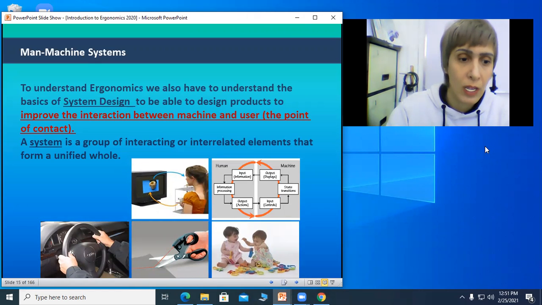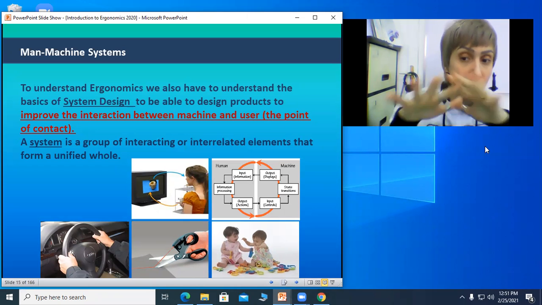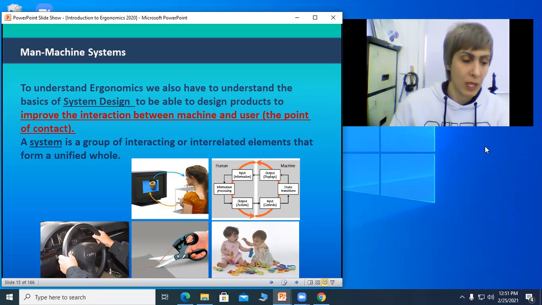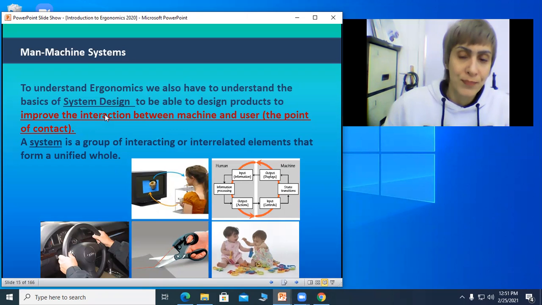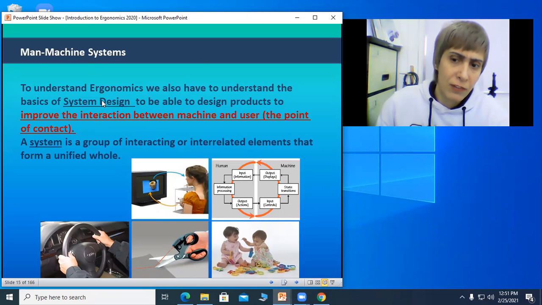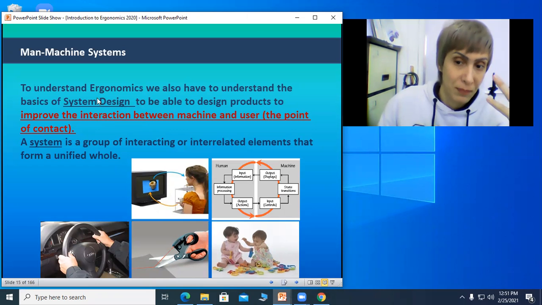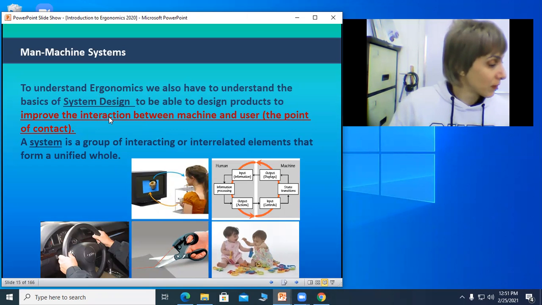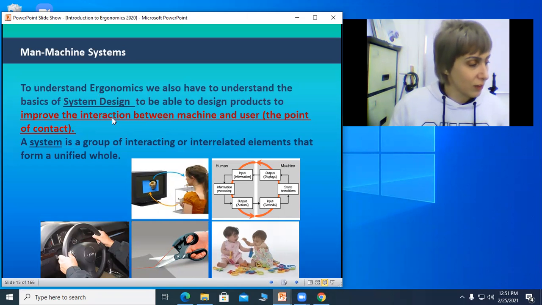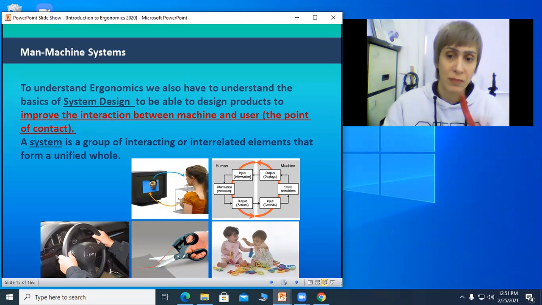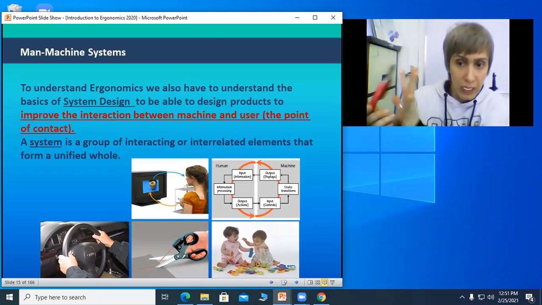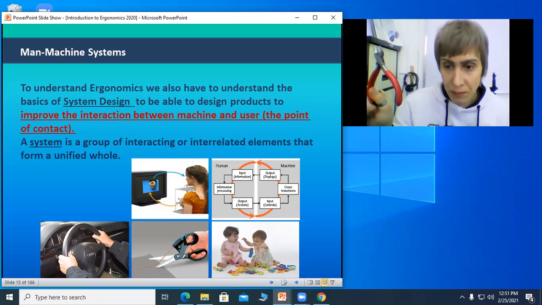Now, a system can be described as a group of interacting or interrelated elements that form a unified whole. Now, a system can never exist on its own. I mean, you cannot say that this, for example, object on its own, alone, okay, without me touching it, is a system.